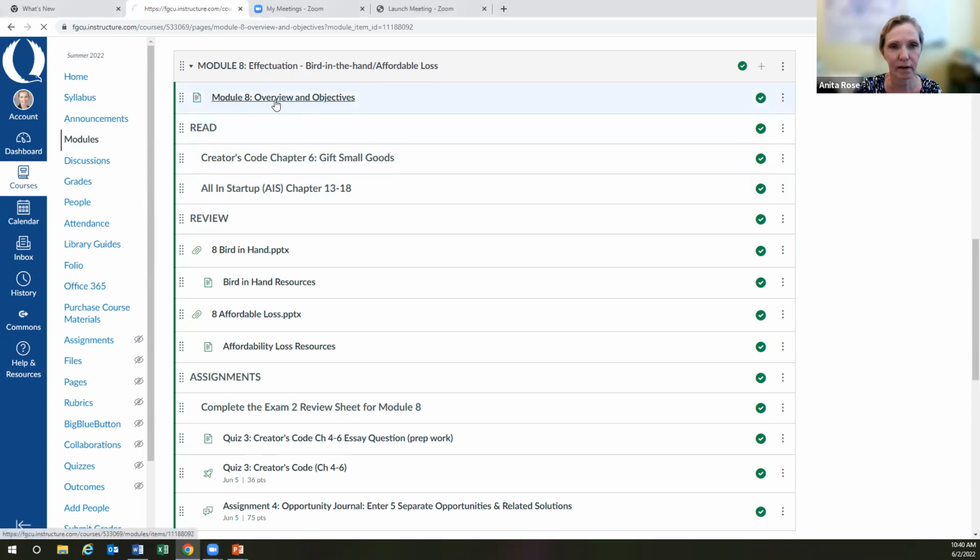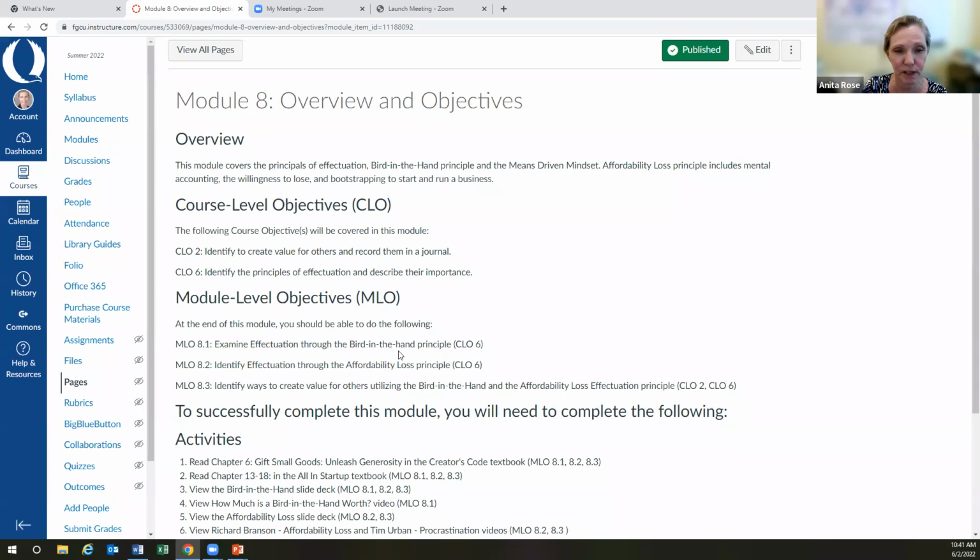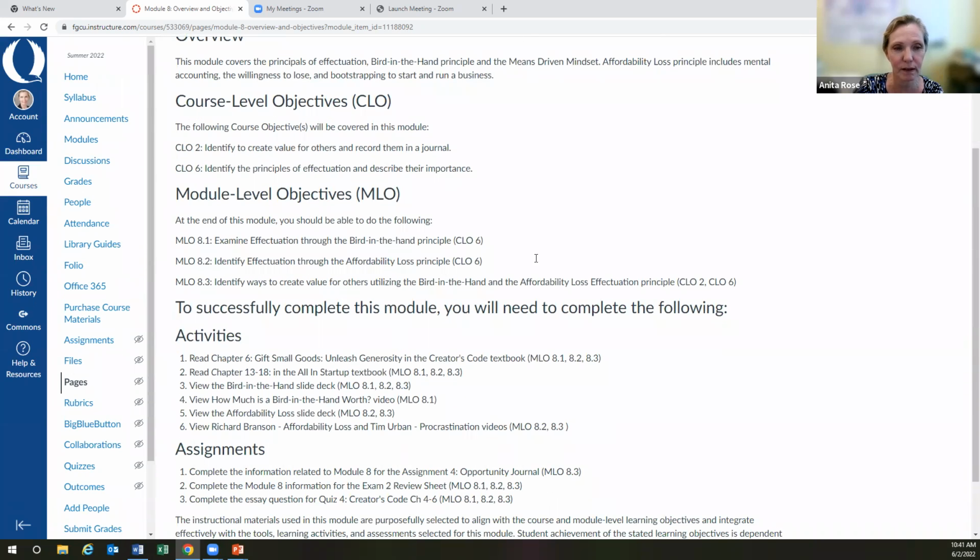And when we take a look at our objectives and overview, we can see that we are continuing to work on identifying and creating value for others and recording them in a journal. That is our assignment for these few modules. And the next one is identify the principles of effectuation and describe their importance. We have our module level objectives here that align with the course level objectives.